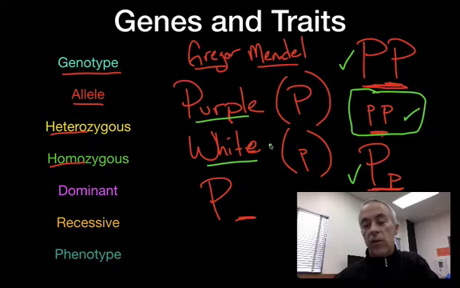So another thing that goes along with that is if you say an individual is heterozygous for a trait, that's all you need to tell us because we know there's one copy of each allele.